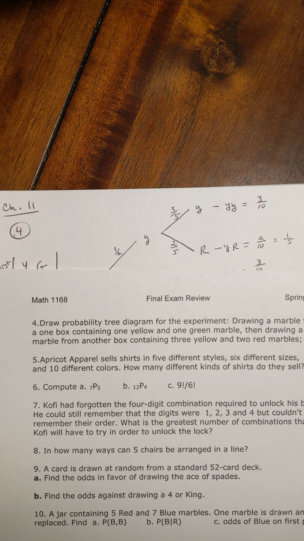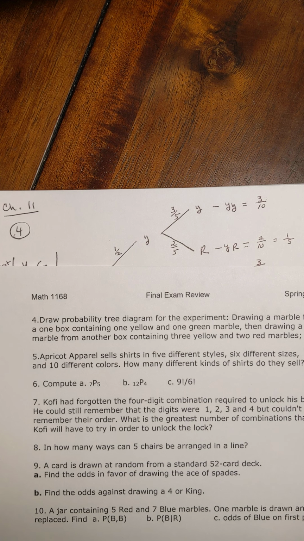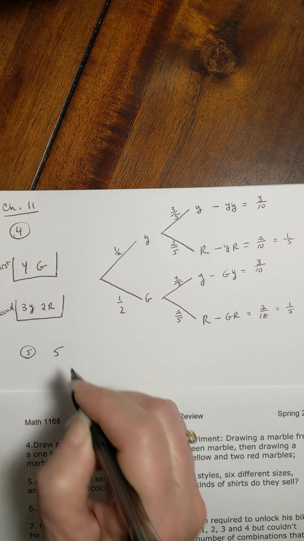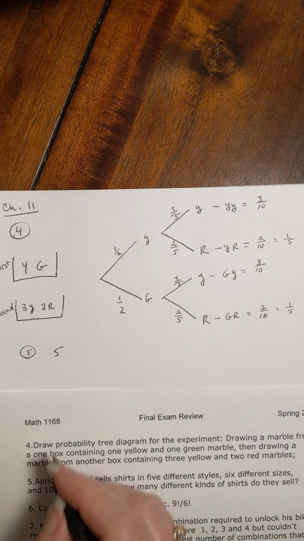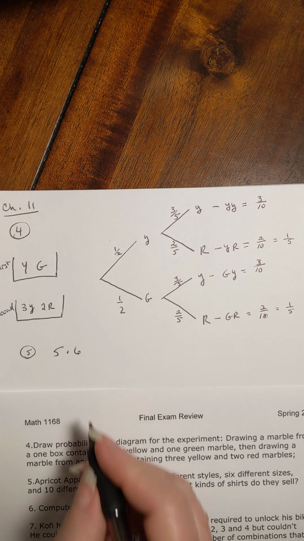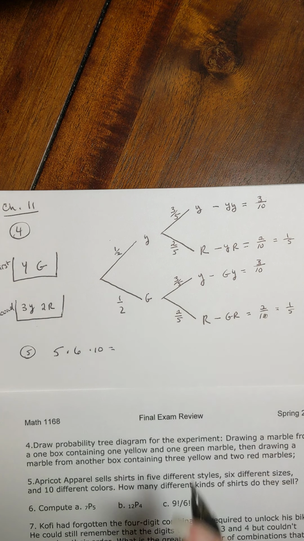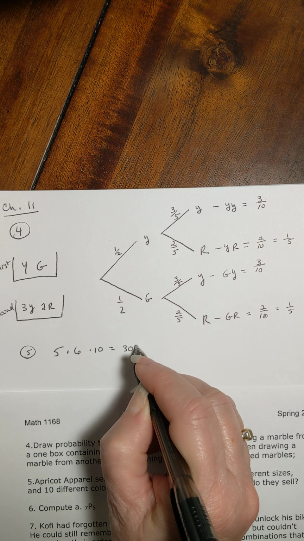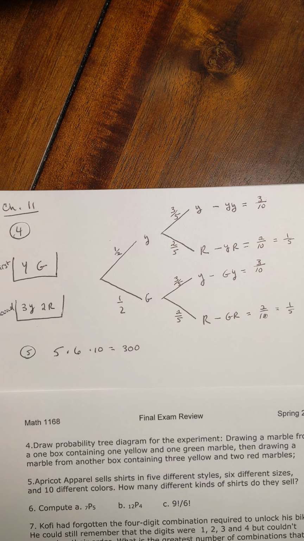Problem number 5 says, Apricot Apparel sells shirts in 5 different styles, 6 different sizes, and 10 different colors. How many different kinds of shirts do they sell? So there's 5 ways to pick a style. Then there's 6 ways to pick a size. And then there's 10 ways to pick a color. So 5 times 6 is 30, times 10 is 300. So there are 300 different kinds of shirts that they sell.